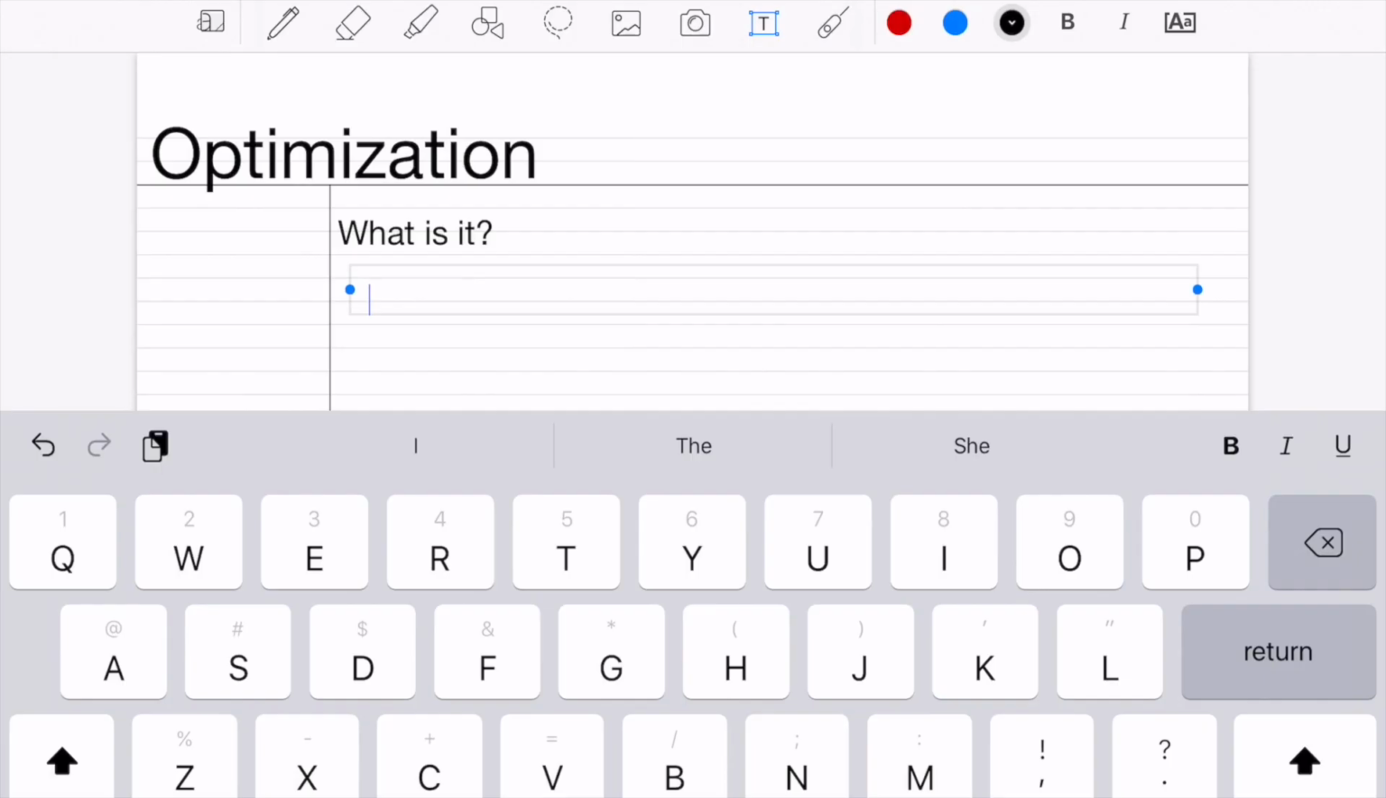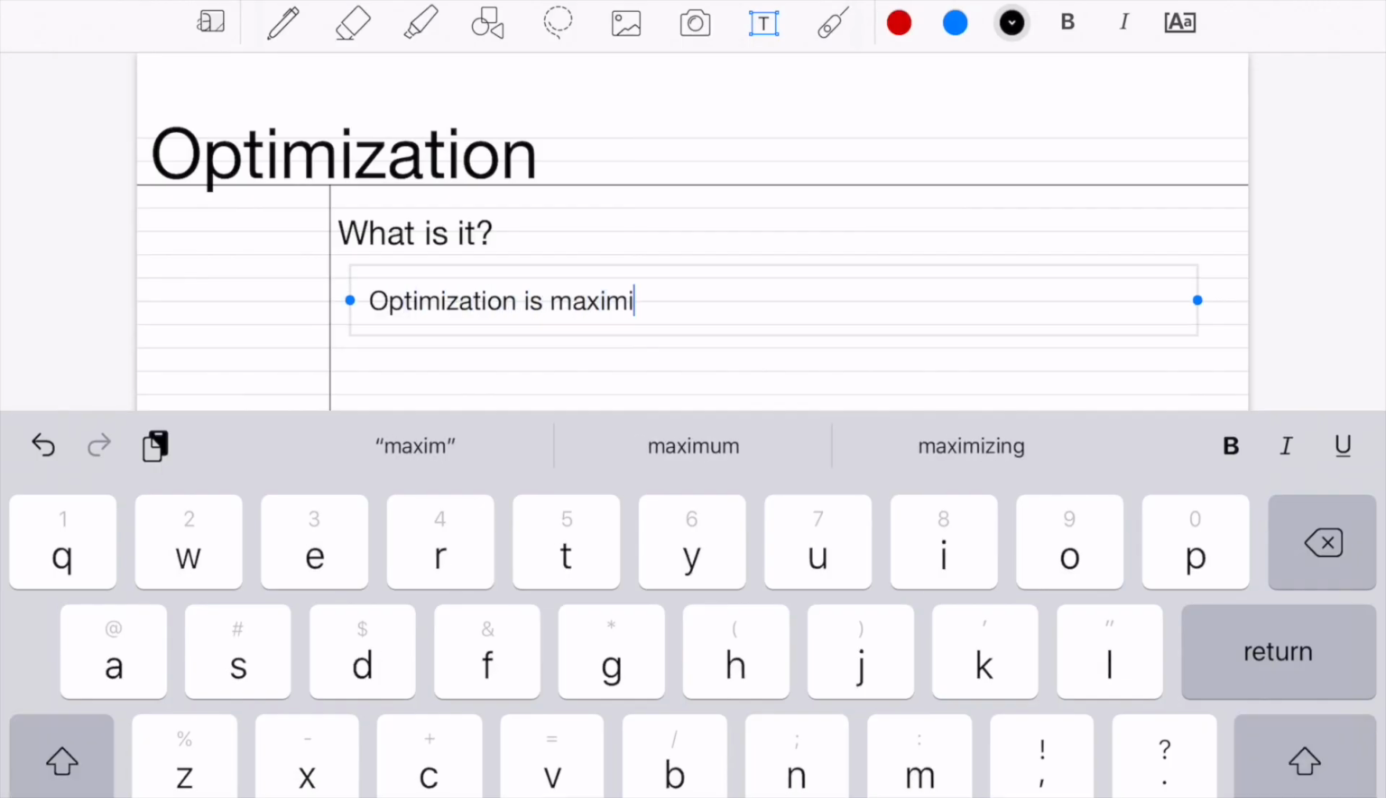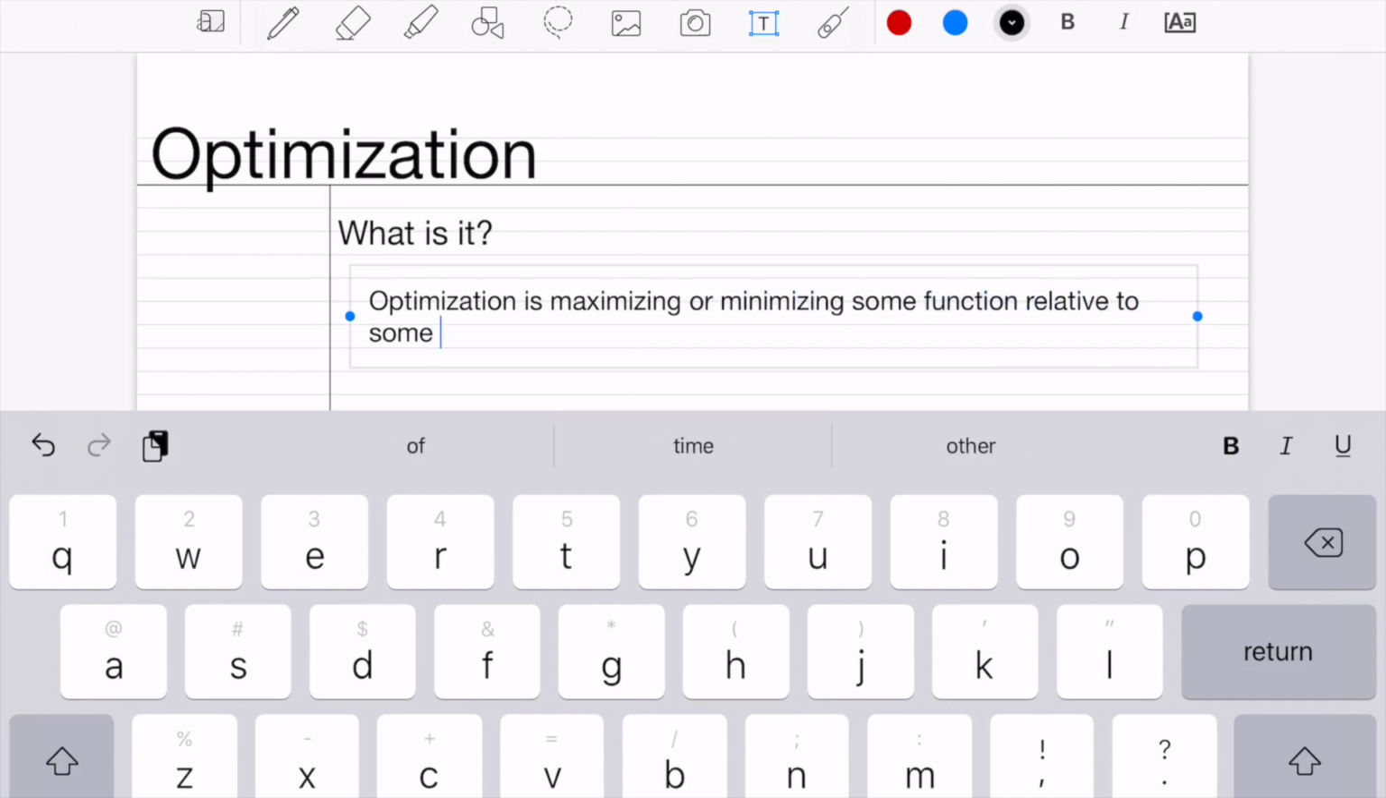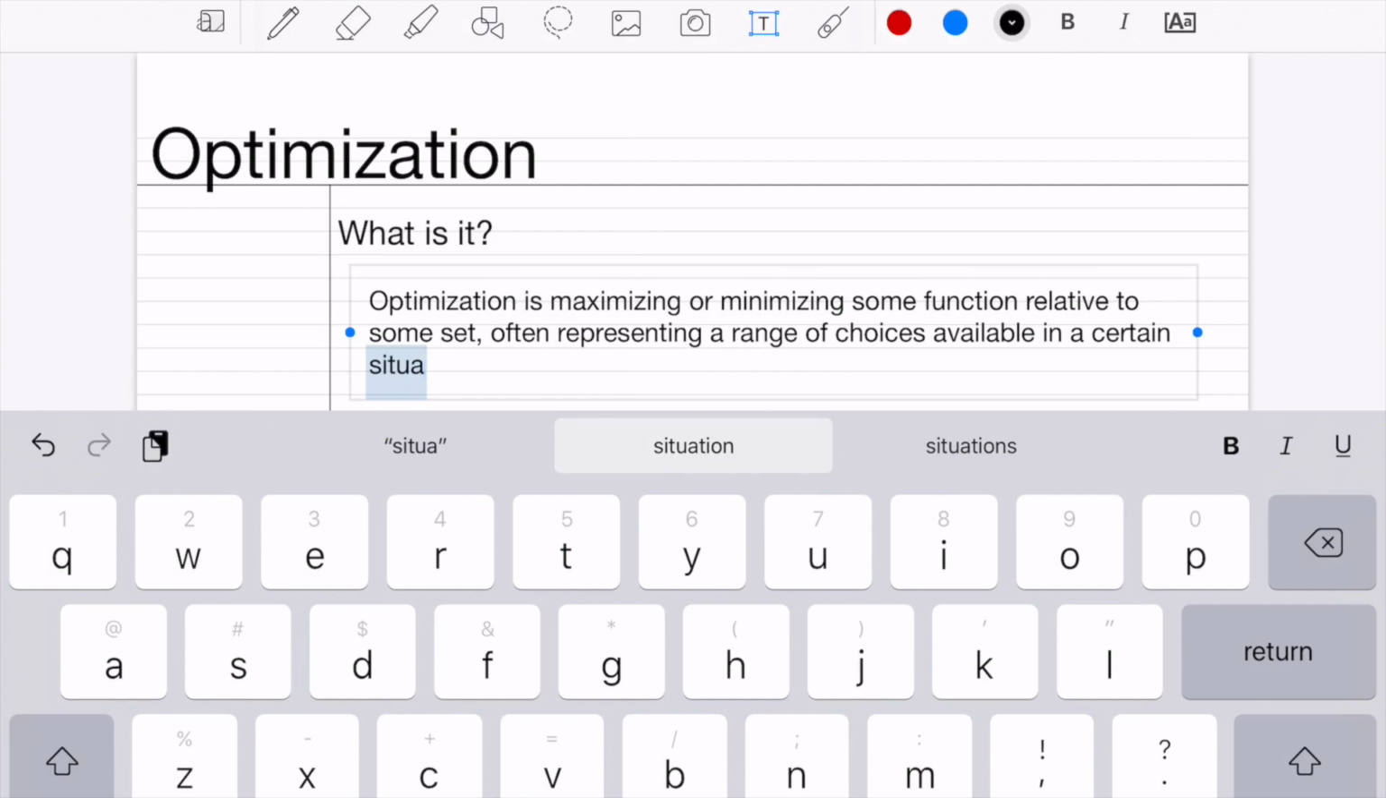Optimization. So, optimization is maximizing or minimizing some function relative to some set, often representing a range of choice available in certain situations.